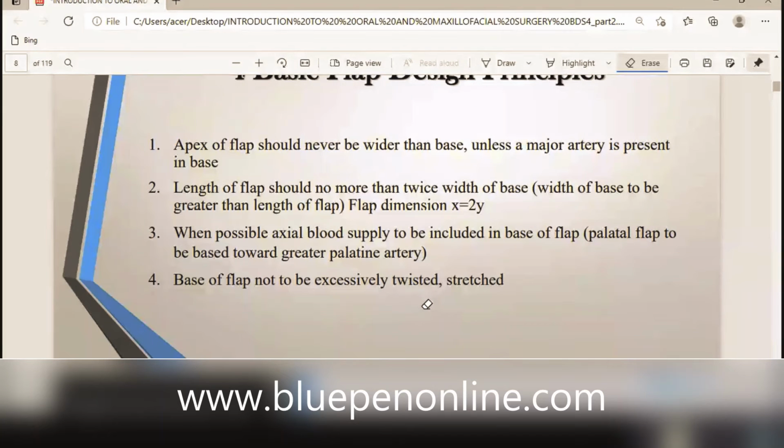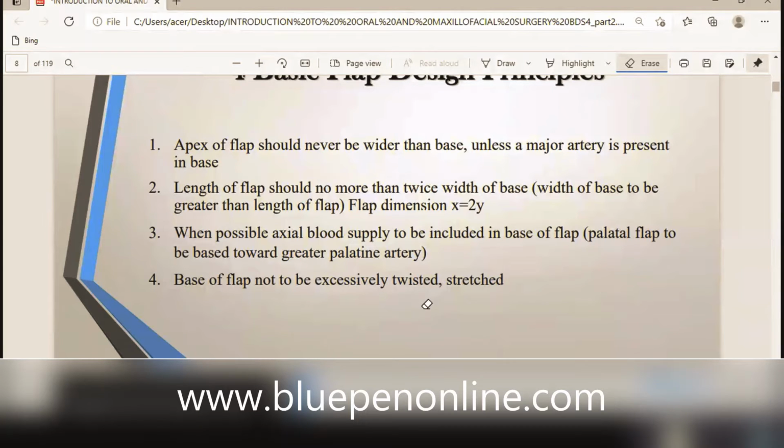Okay, then the next point is whenever possible, axial blood supply can be included in the flap, try to involve it so that the flap will get enough nutrients and the healing will be good. When you are doing a palatal flap, if you can place it near the palatine artery, after suturing, it will give all the nutrients to this flap and healing will be easier. Necrosis will not be present. So that will be a good healing process happening there.